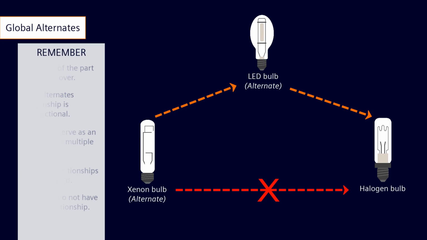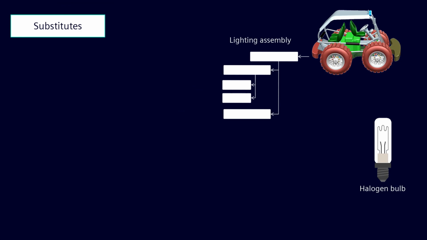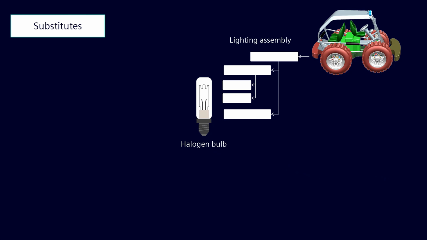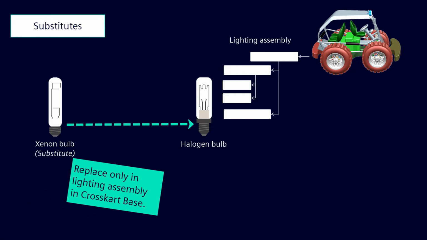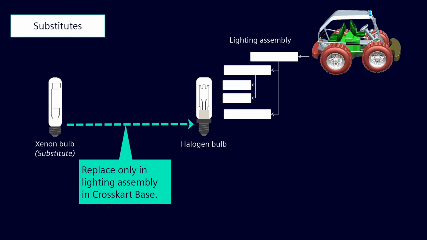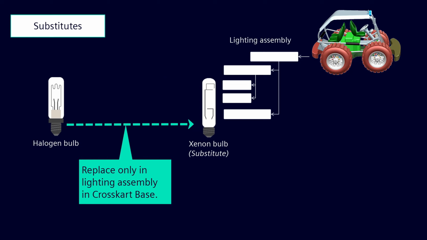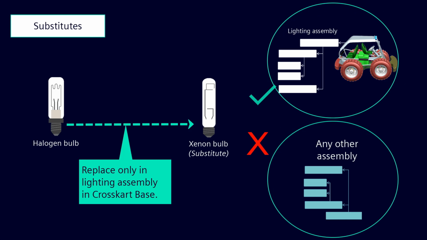Now, let's understand substitutes. The product crosscut has a lighting assembly that uses the halogen bulb by default. You set the xenon bulb as a substitute for the halogen bulb in the lighting assembly. To reiterate, a substitute can be used in place of another part but only in a specific assembly. Therefore, you cannot use the xenon bulb in place of the halogen bulb in an assembly other than the lighting assembly.